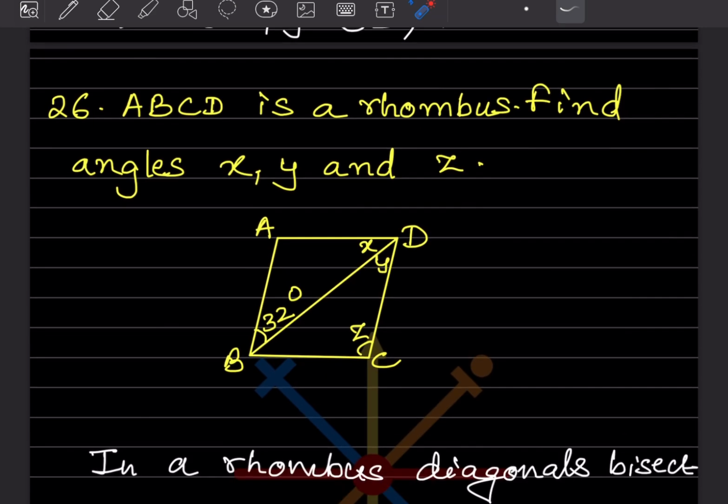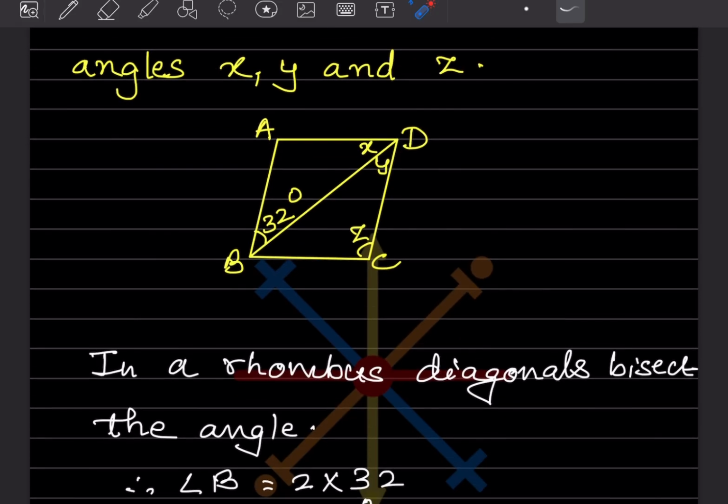Here ABCD is a rhombus. You have to find angles X, Y and Z. This is the figure given. And here in a rhombus what you can say is, diagonals bisect the angle. So now here we can see this angle B.